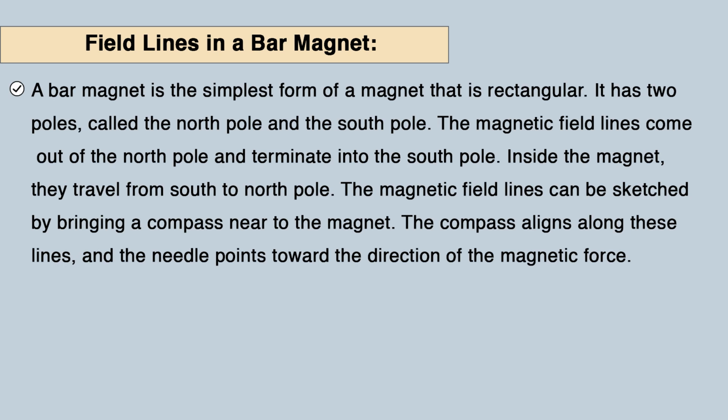Field lines in a bar magnet. A bar magnet is the simplest form of a magnet, that is rectangular. It has two poles called the north pole and the south pole. The magnetic field lines come out of the north pole and terminate into the south pole. Inside the magnet, they travel from south to north pole. The magnetic field lines can be sketched by bringing a compass near the magnet. The compass aligns along these lines and the needle points toward the direction of the magnetic force.